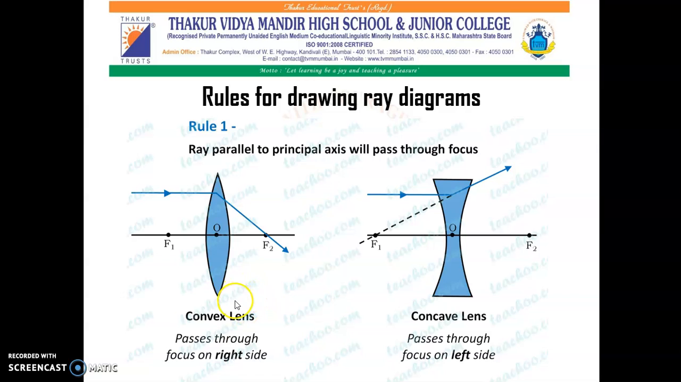In convex lens, the refracted ray passes through the principal focus on the right hand side of the lens, whereas in the concave lens, the refracted ray passes through the principal focus on the left side of the lens.